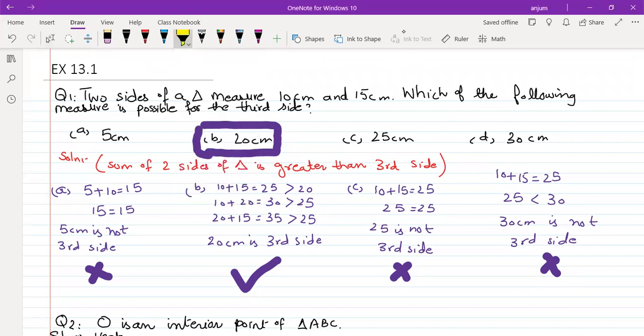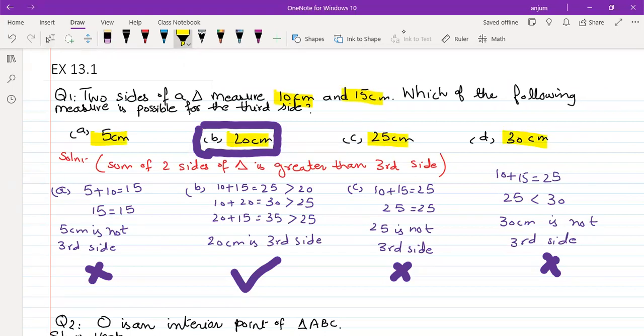Exercise 13.1, question number 1. In this question, two sides of a triangle measure 10 centimeter and 15 centimeter. Which of the following measure is possible for the third side? And the four options that we have are 5 centimeter, 20 centimeter, 25 centimeter, and 30 centimeter.